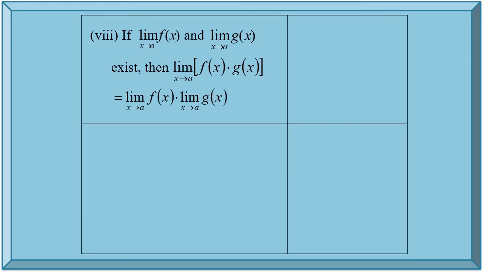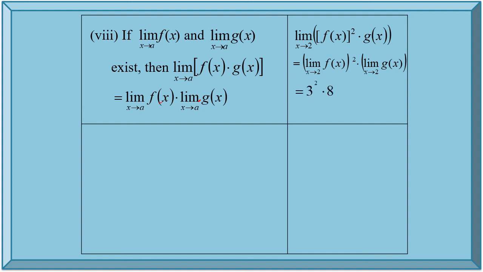Then, if the limit of f(x) as x approaches a and the limit of g(x) as x approaches a exist, then the limit of f(x) multiplied by g(x) as x approaches a can be separated into multiplication between the limit of f(x) and the limit of g(x). For example, the limit of f(x) squared multiplied with g(x) can be separated into the limit of f(x) squared. The square can be put outside of the limit, multiplied with the limit of g(x). So we know the limit of f(x) equals 3. So 3 squared multiplied by the limit of g(x), which is equal to 8. So 3 squared multiplied by 8 is 9 multiplied by 8, which is equal to 72.